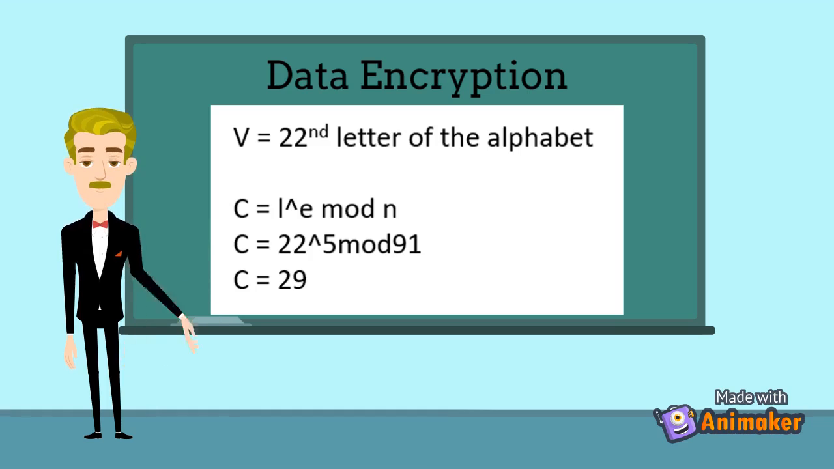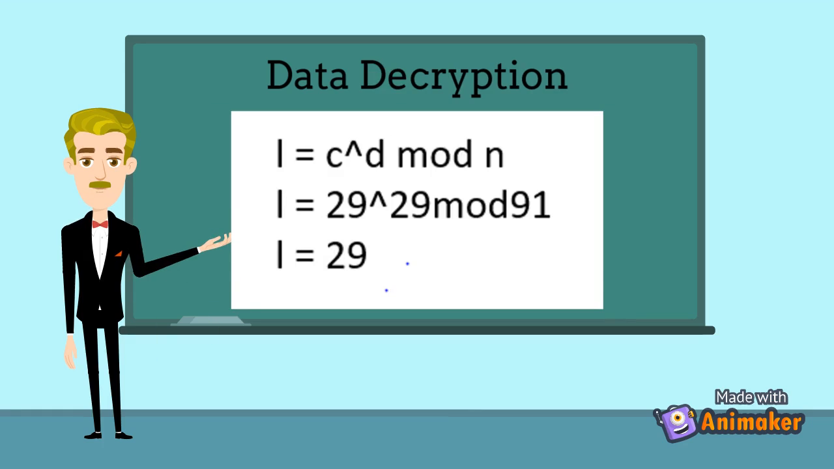It's now time to decrypt the text. In the decryption of the data, we have to follow this formula, where L is equal to C raised to the power of D modulo n, and then substitute the values. The answer is 22. And the 22nd letter of the alphabet is V, the secret text.